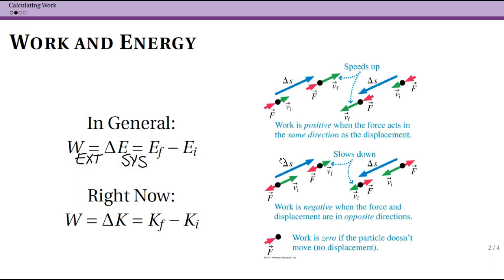So work is negative when your force and your displacement are in opposite directions, and that results in your particle slowing down. So your change in kinetic energy is negative. Your final is smaller than your initial. If your particle doesn't move at all, if there's zero displacement, work is zero. You haven't changed your kinetic energy because your initial kinetic energy and your final kinetic energy are both zero.